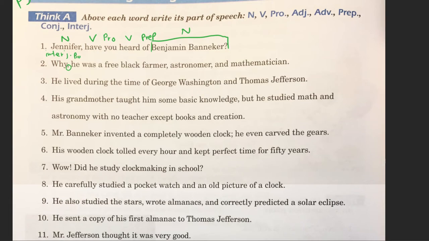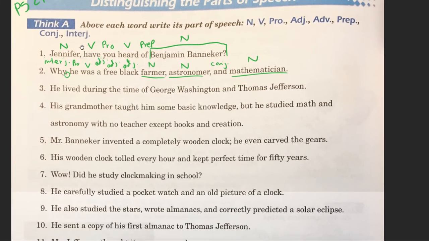Was. So was is a verb. Remember, a is an adjective, along with free, is an adjective to describe something. Black is a way we can describe someone. Farmer is a noun. Astronomer is a noun. And is a conjunction, something we just learned. Conjunction, because it connects the words farmer, astronomer, and mathematician together. And mathematician is a noun, of course. So that's how you do Think A.